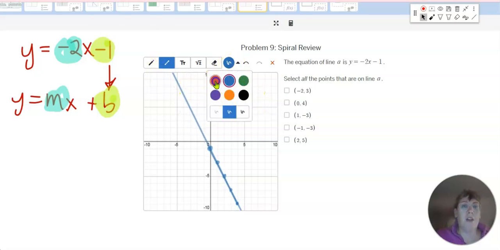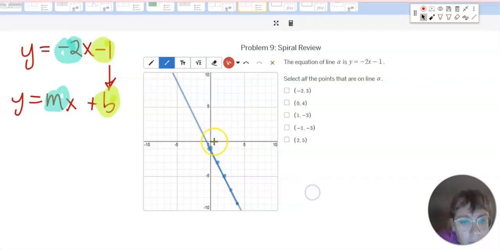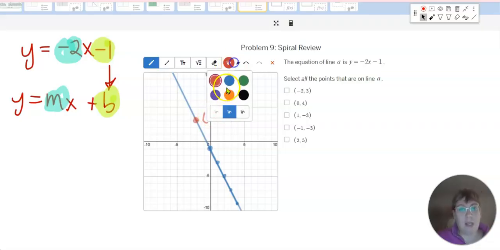Perfect. So -2, comma 3 is on the line. Oops, let me get my pen. So that one works. This is -2, comma 3. 0, comma 4 is not on the line. That would be this point here.